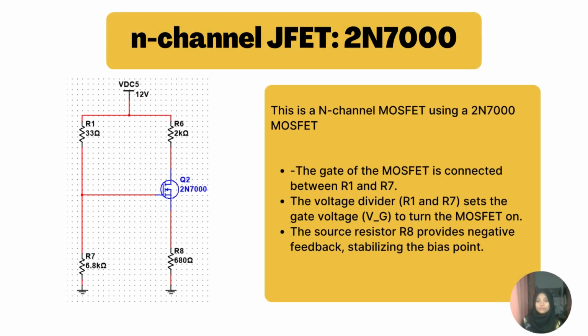This is the circuit for the N-channel FET, the N7000. The gate of the MOSFET is connected between R1 and R7, and the voltage divider R1 and R7 sets the gate voltage to turn the MOSFET on. The source resistor R8 provides negative feedback, stabilizing the bias point.